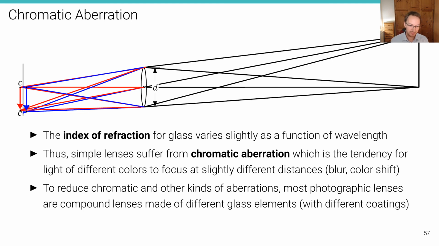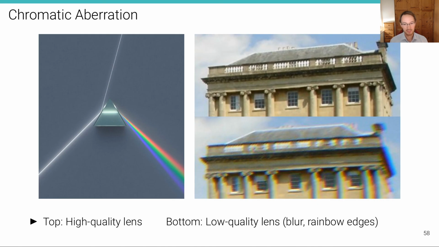To reduce chromatic aberration and other kinds of effects, most photographic lenses are compound lenses made of different glass elements with different coatings that try to eliminate this effect. And you can see here on the left the effect of refraction, that light that comes in is refracted into different directions for different colors. And you can see on the right a high quality lens compared to a low quality lens, where you can clearly see the color shift and the blurring that occurs due to the simple lens that was used.